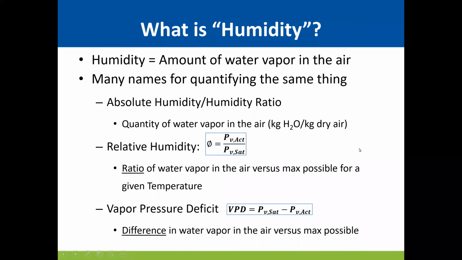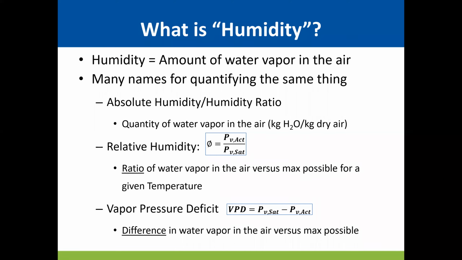All right. What is humidity? Okay. So humidity in general terms is the amount of water vapor in the air. This is a very generic term that just gets thrown around, but there are so many different names and parameters associated with humidity, trying to quantify this water vapor thing, right? Okay, so we have absolute humidity, also called the humidity ratio, and this is the absolute quantity of water vapor in the air. Okay, and it's usually on a mass per mass basis.